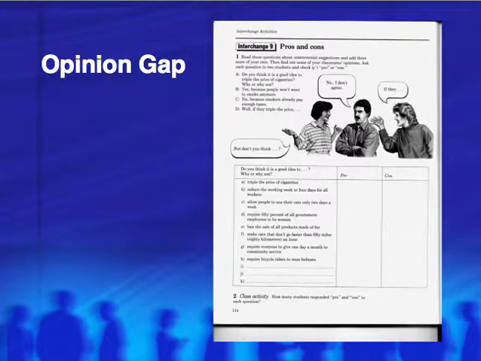Finally, we have opinion gaps, where we're going beyond information, and we're collecting particular opinions that students may have on particular topics. Again, this is taken from Interchange. Interchange, the course book, is very rich in these kinds of activities, so it's a good source to look at and give you ideas for creating your own pair work material.